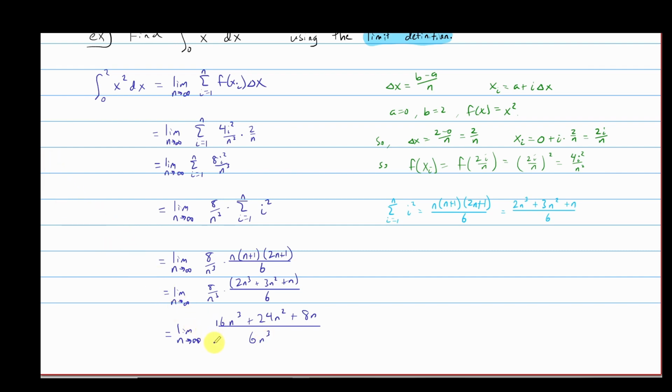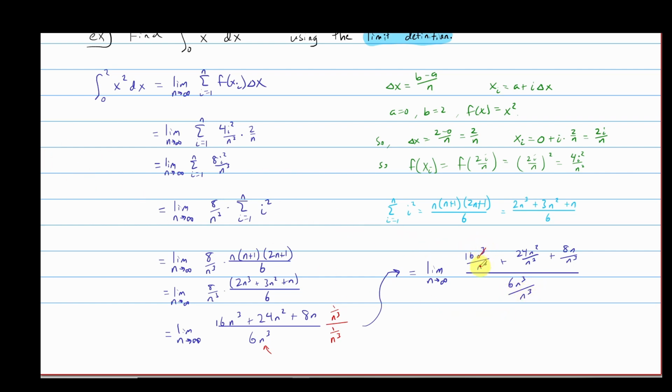In the past, when we were looking at limits as x goes to infinity, we picked the biggest power of x in the denominator, and we wanted to divide it in the numerator and denominator of the big fraction. So in this case, n is going to infinity. I do the same thing, except with the n's. So I'm going to multiply by 1 over n cubed in both the numerator and denominator. So we'll have 16n cubed over n cubed plus 24n squared over n cubed plus 8n over n cubed. That's our numerator. And in the denominator, we have 6n cubed over n cubed.